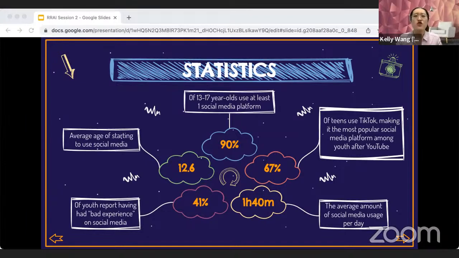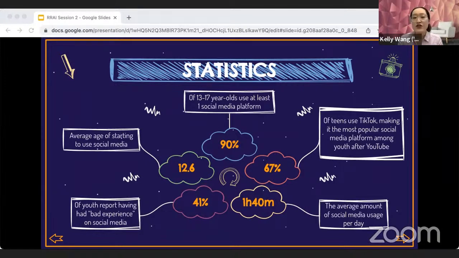But just because kids are on social media early does not mean that they always like it, because 41% of youth have reported having had bad experiences. And these can be anything from cyberbullying to experiencing gossip, having their pictures or info posted without their consent, getting in trouble with their parents, stuff like that.